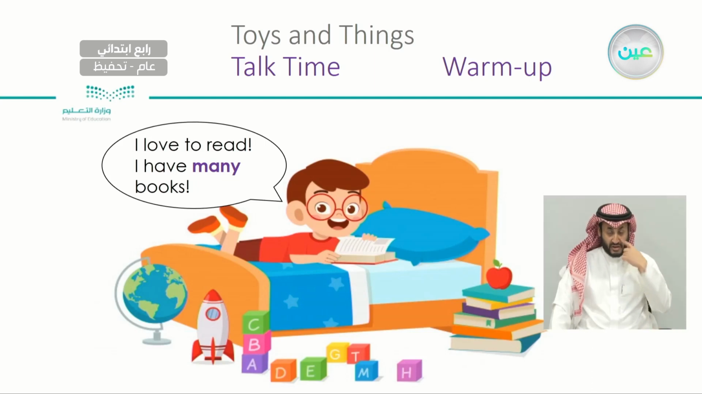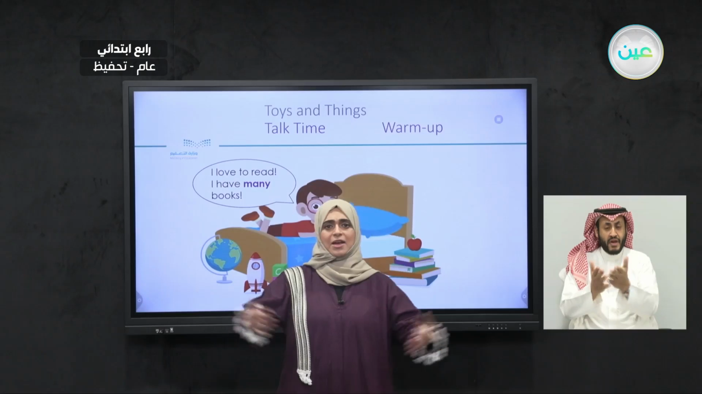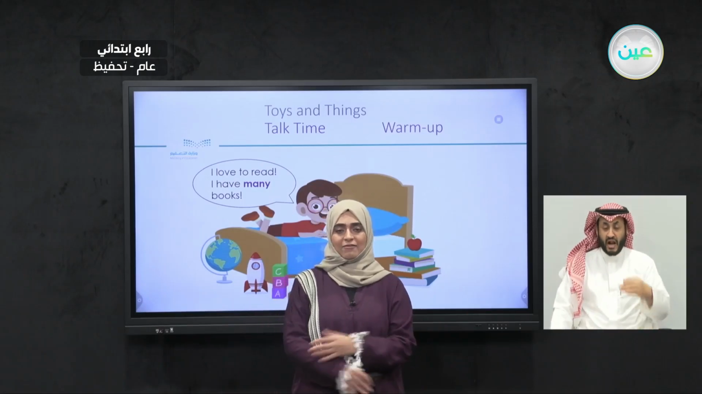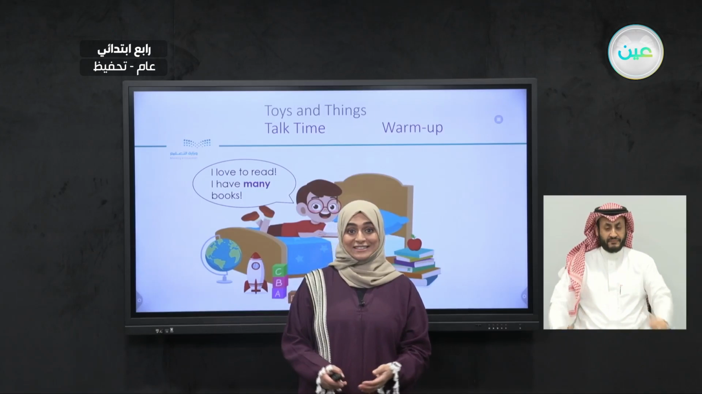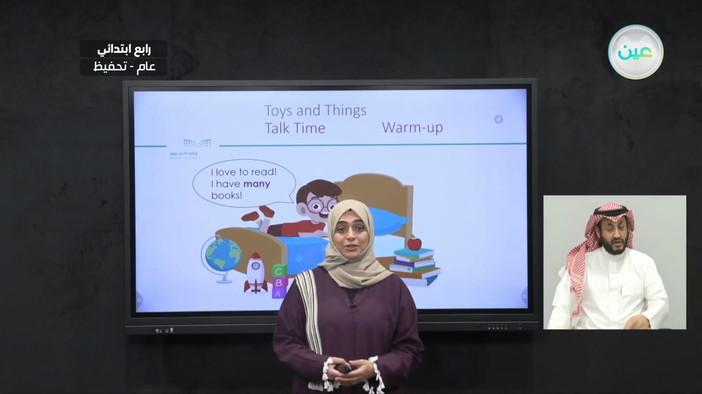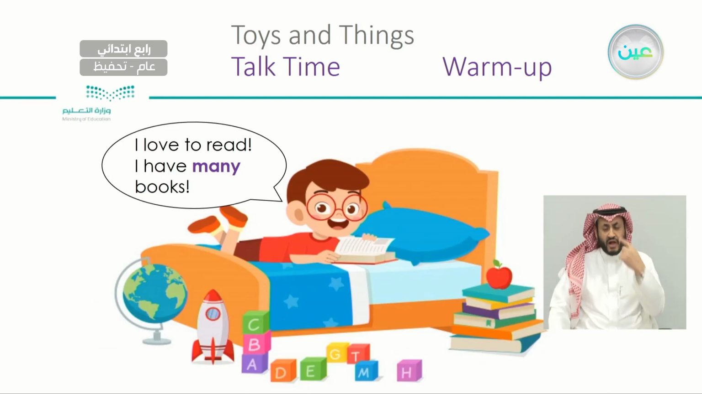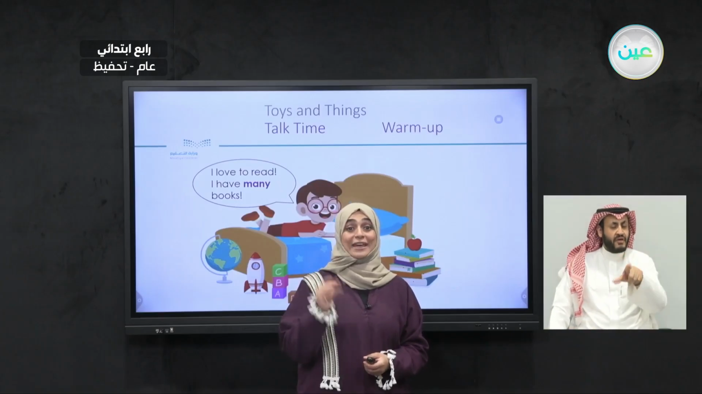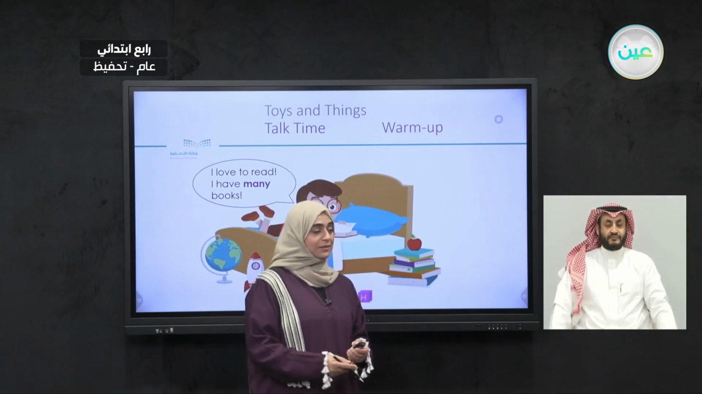You see this boy over here? He has many books. What does that mean? I have many books. I love to read. I have many books. Right? Right, he has a lot of books. Let's count his books together. So here we have the book he's reading. 1, 2, 3, 4, 5, 6, and 7. He has many books. How many books do you have? Right? We count to see how many, right?